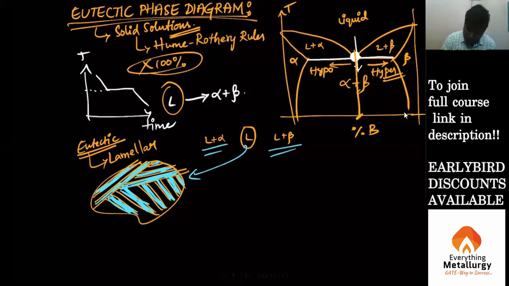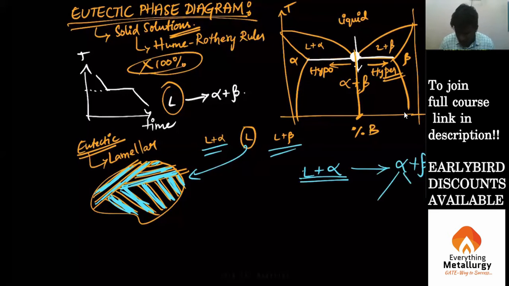So what we can do is that if you are having this as your initial content, this will be forming into this only, but this alpha will be of two parts. One is the pro-eutectic, which we will be seeing, and the other is eutectic. Okay, now what is this pro-eutectic? This is a new word.